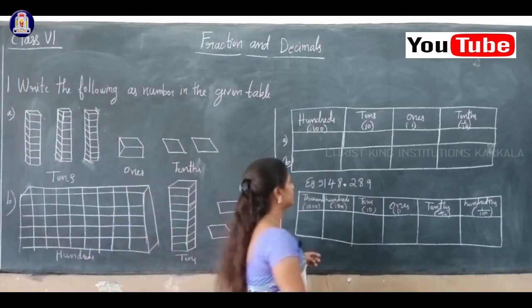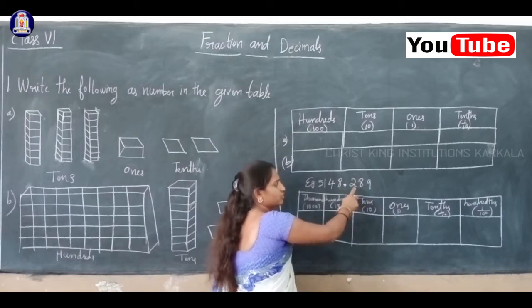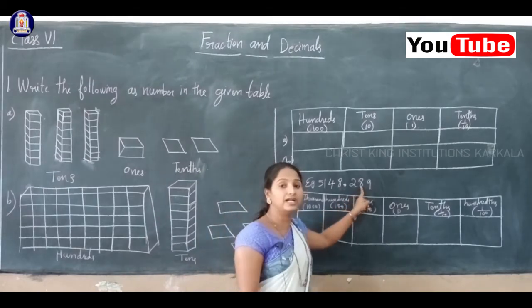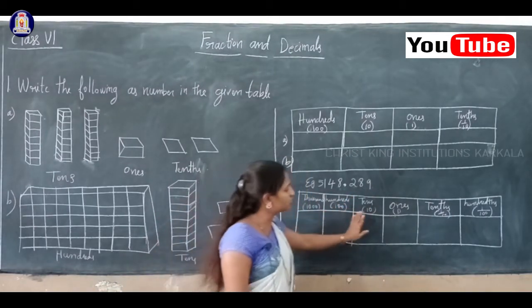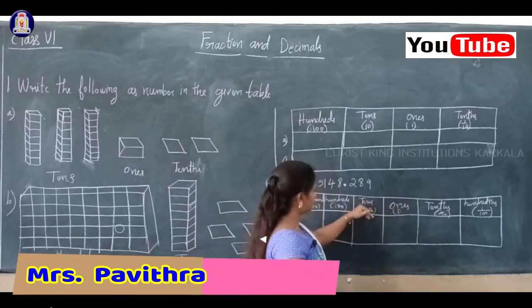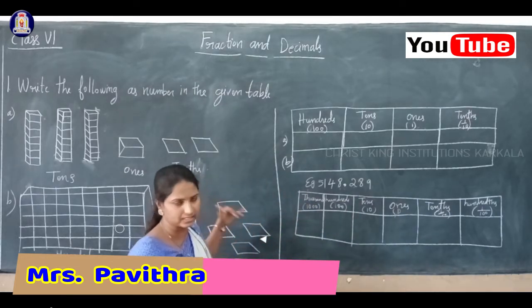Okay, after the decimal point, 289 is there, no? So 2 is in the tenths place, 8 is in the hundredths place, and 9 is in the thousandths place. Okay, here I wrote the numbers like this. See, the table: first ones, tens, 100, 1000, 10,000, lakh, 10 lakh, it continues like this.